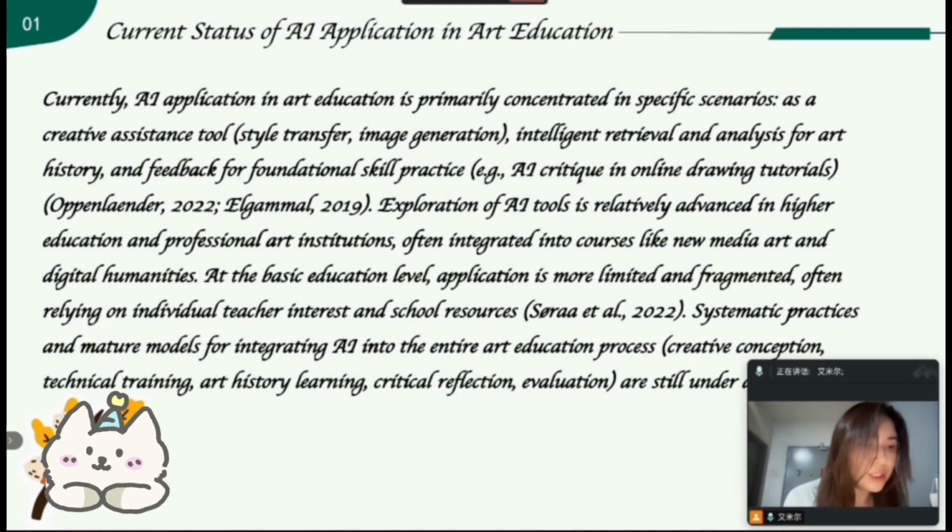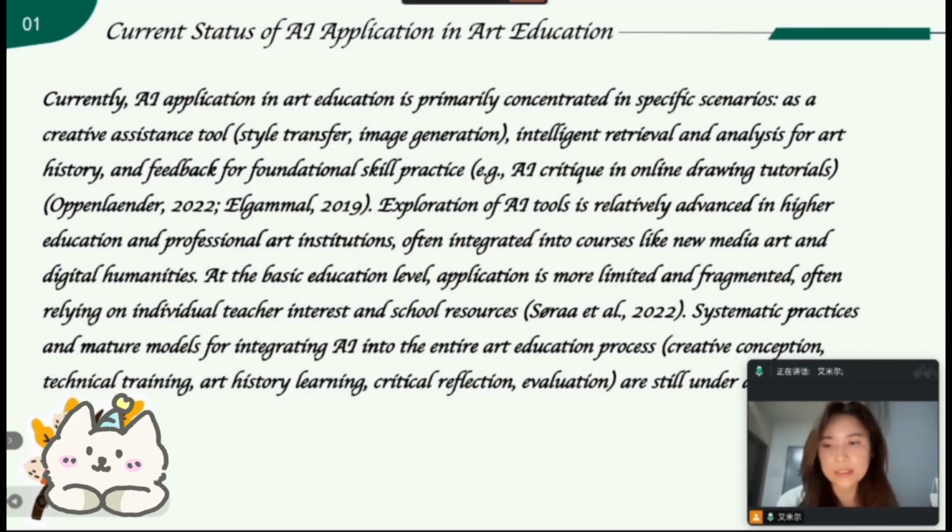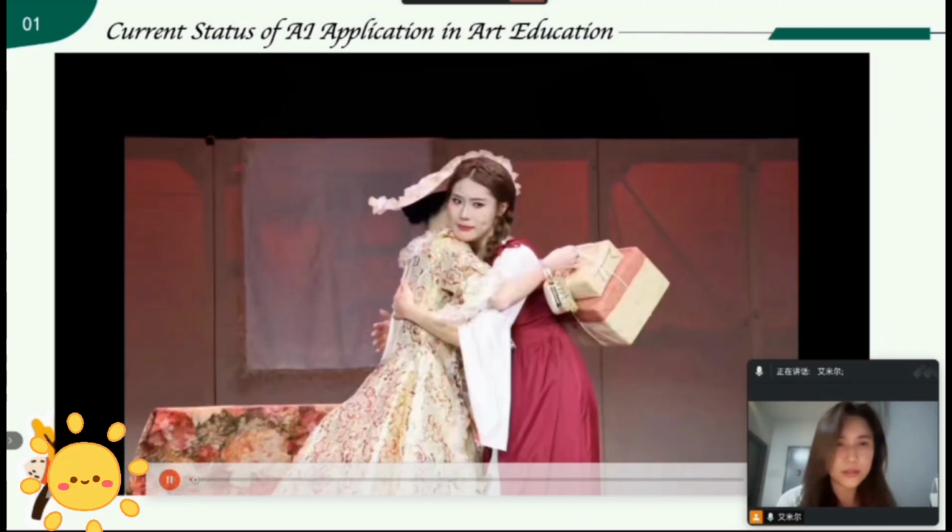I checked the use of AI in art education. Of course, take myself, for example. I taught theater at university. In the process of creating works of art, we use AI tools to assist us in writing drama scripts. Therefore, the application of AI in art education mainly focuses on some specific scenarios. For example, let me show you the script I wrote with AI. Then we have some clips and photos from the show.